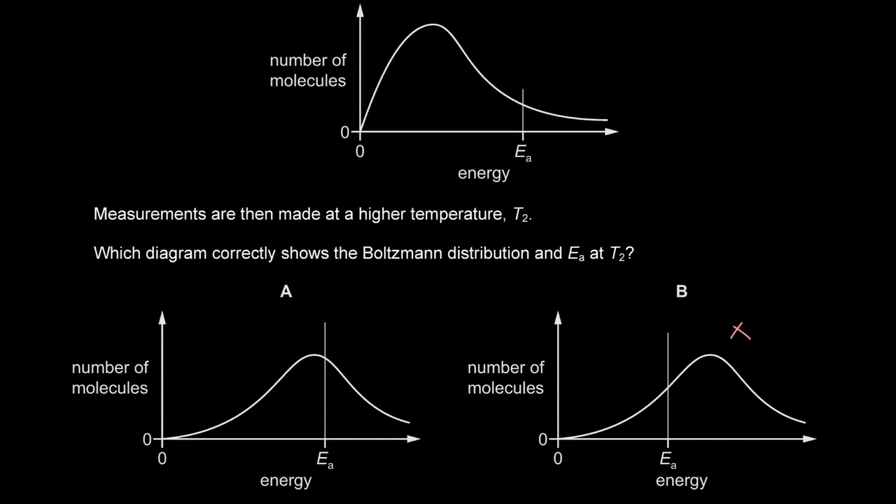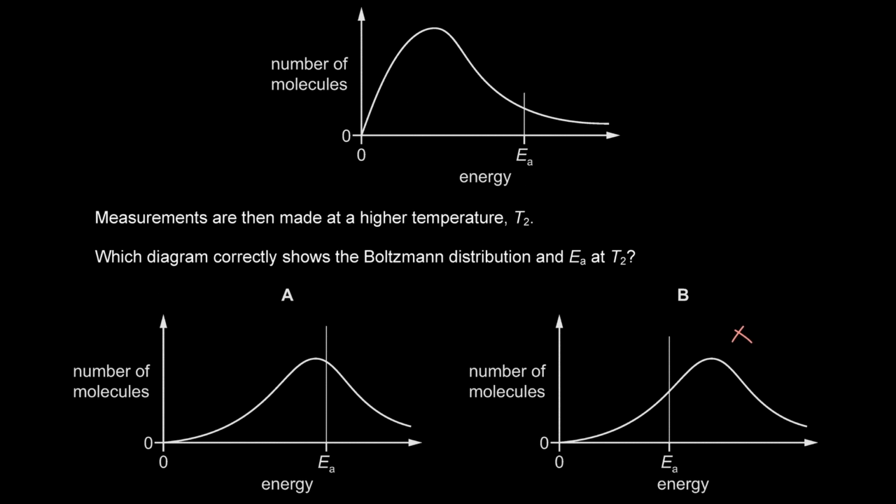And then if you look at the graph, what does an increase in temperature do to this graph? Does it shift the curve to the right or the left? It shifts the curve to the right. Right? The curve becomes flatter and it shifts to the right. The peak shifts to the right, which means that now there are more molecules that have energy greater than the activation energy.